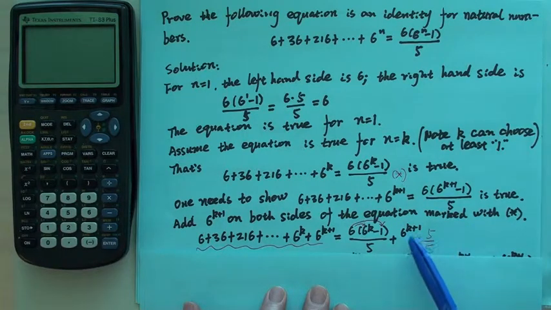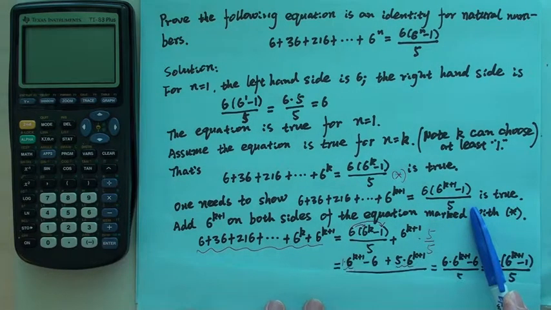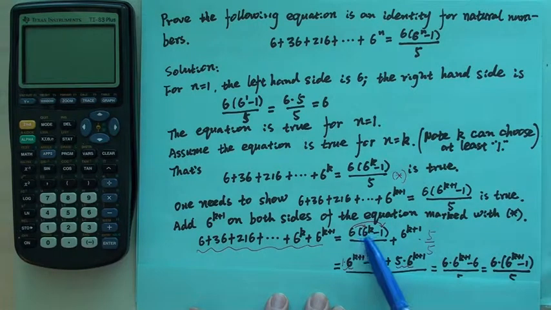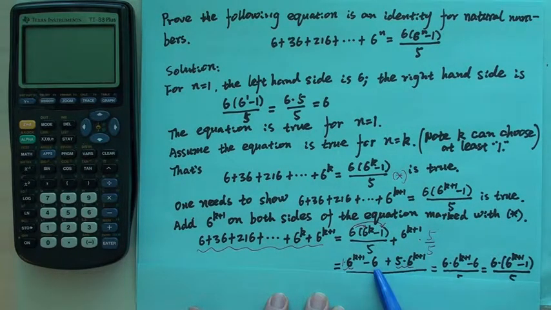But you know, right here, if you want to add those two together, you want this one to have a denominator of 5. So you write 6 to the k plus 1 times 5 over 5, and the denominators will be the same. Now this one, you do the distributive property: 6 times 6 to the k minus 1. 6 times 6 to the k gives you 6 to the k plus 1. So you see 6 times 6 to the k is 6 to the k plus 1, and then 6 times negative 1 is negative 6.